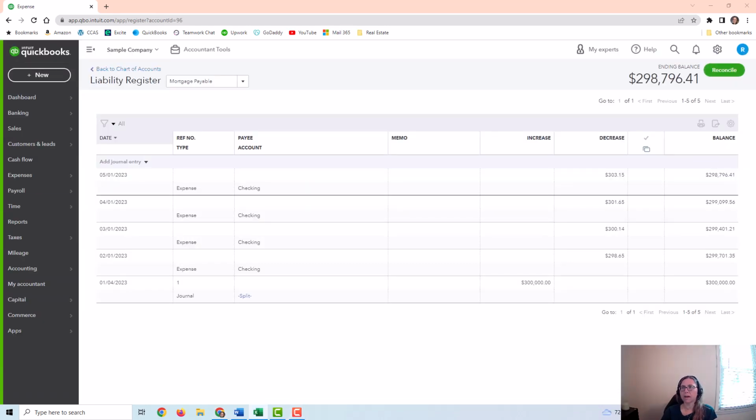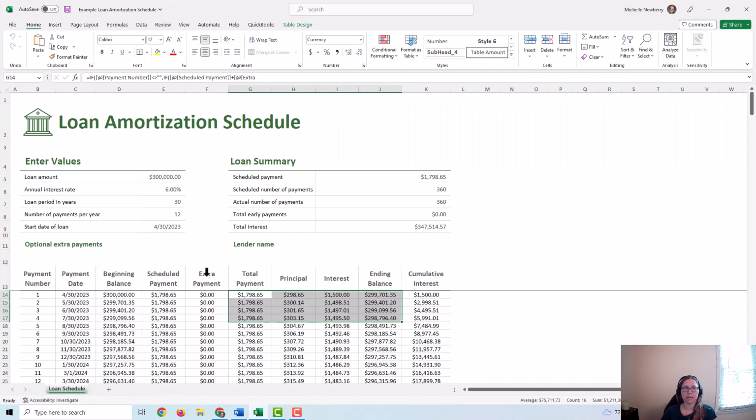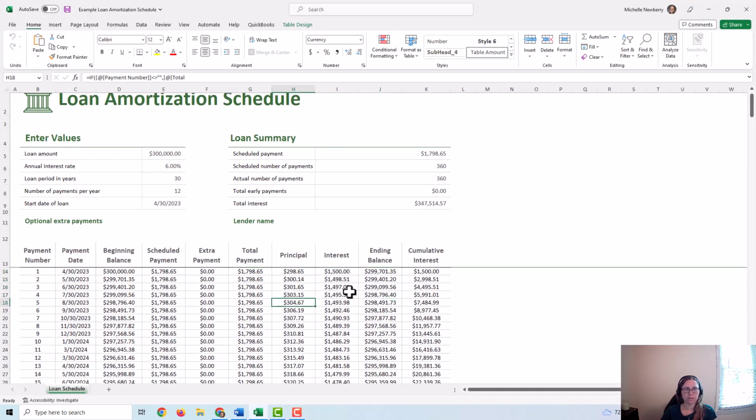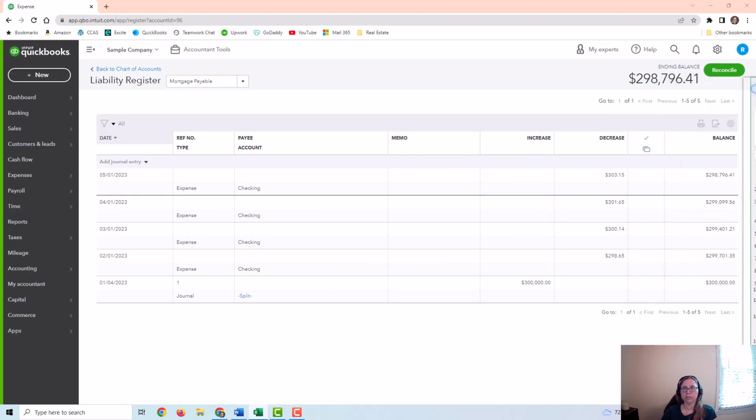Now, my numbers were off by a penny from this table, and that's probably due to rounding. So if you have an amortization table and it's off by a penny or two, I would say use the amount on the statement, because that is what the bank is recording instead of the amortization table. So you can see the mortgage is very, very, very slowly going down.